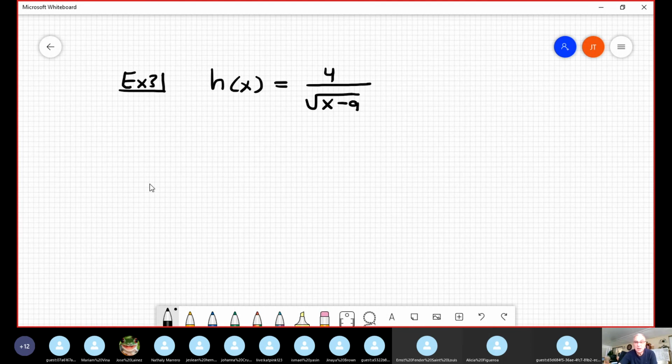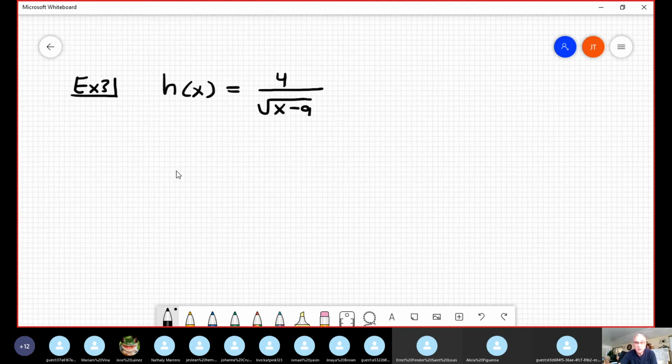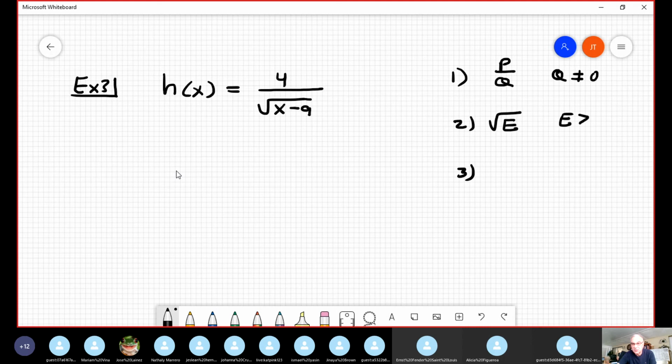Okay, so I quickly recall, remember the 1, 2, 3 restrictions. The restriction 1 is p divided by q: when it's division, no zero denominator. When it's a square root of e, e is non-negative, so non-negative means positive or zero. And when it's in a division, with a radical, e is just positive. The rest is illegal.